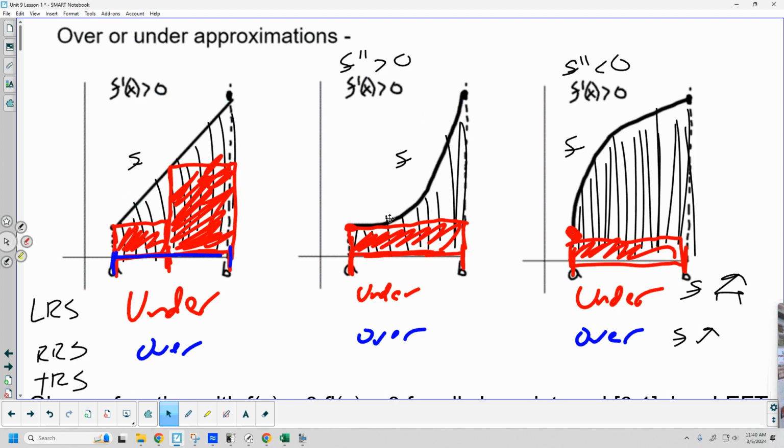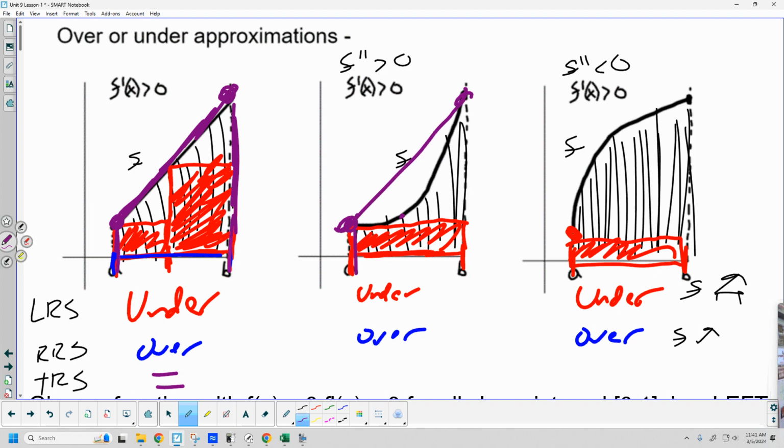The key is how to make the trapezoids. You take both y values and you connect them with a straight line. So since the first one is a straight line, guess what? We could use geometry to be dead on. Yeah, of course, this is going to be equal. But the second one and the third one is not equal. So tell your neighbors, second one or third one, over or under.